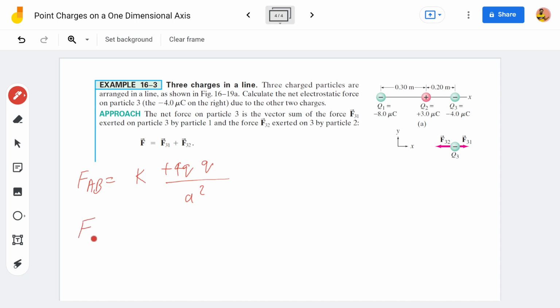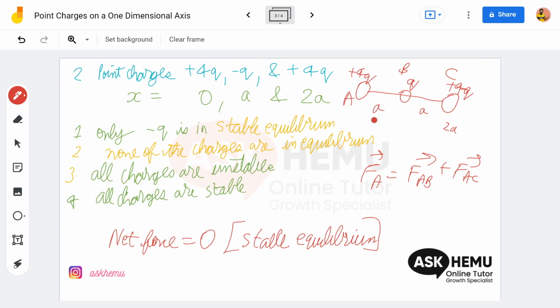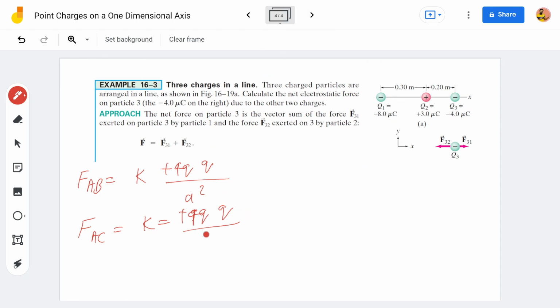And what about the other two charges, right? When I calculate F of AC as well, it's also going to give me a similar equation, because the charges on the ends are still the same. It is still 4q and 4q. Since the charges on the ends are the same, I'm still going to get the same answer over a squared. So eventually what I'm going to get is just double the force itself, and since the values are all the same, the system is not in equilibrium.